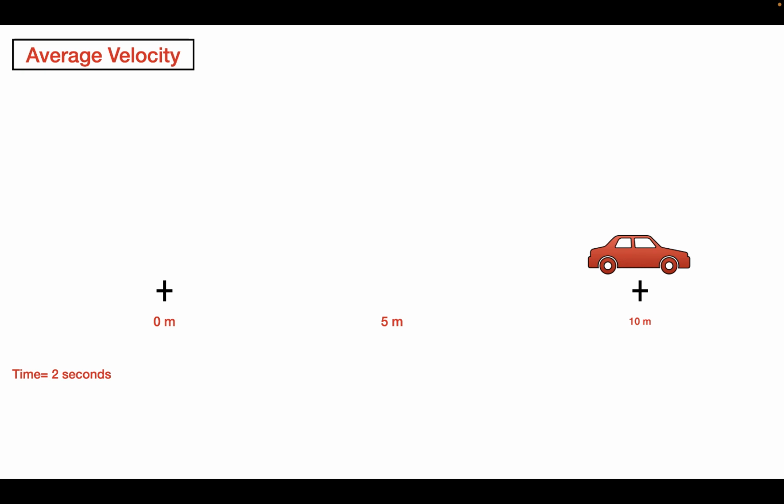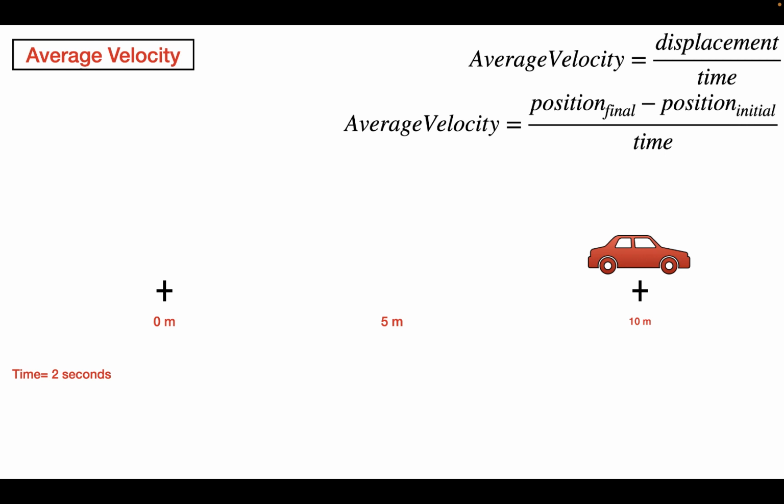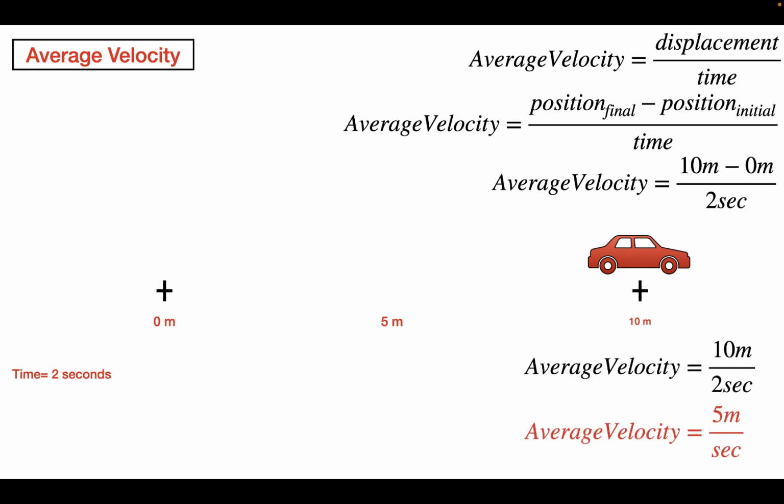Well, in order to answer that question, we need to use an equation. And this equation is given here, where the average velocity is equal to the displacement over time. Now remember that the displacement is equal to the difference between the final position of the object and the initial position of the object. So the final position of this car was 10 meters, the initial position of the car was 0 meters, and the time it took to get from the initial position to the final position was 2 seconds. Therefore, the average velocity is 5 meters per second.